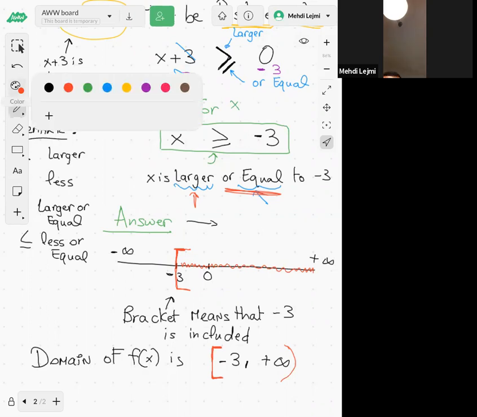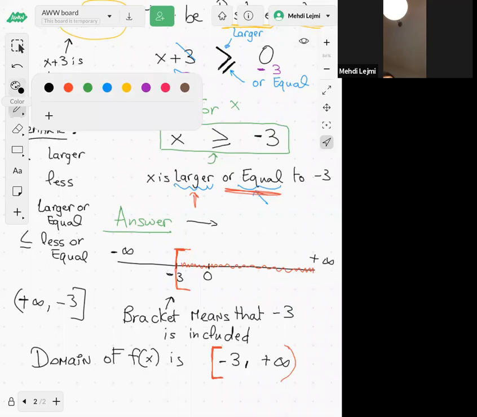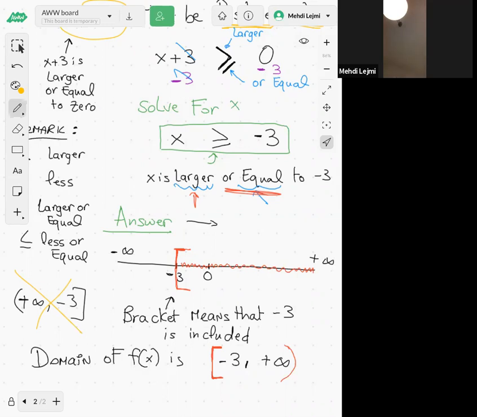Again, guys, as I said, you go from left to right. So if you write positive infinity to negative 3, that's not actually correct. You need to go from left to right. So it's from the smaller number to the largest number. So it's from negative 3 to positive infinity. So this is not correct. Okay, from left to right, and that will be the domain.